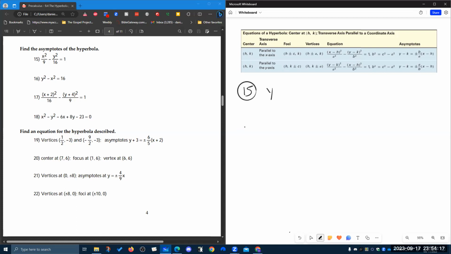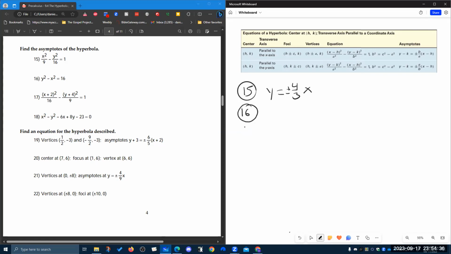So we have y equals, and it has a transverse axis that's parallel to the x-axis. So this is plus or minus b over a times x, with a plus or minus sign in front of b over a.